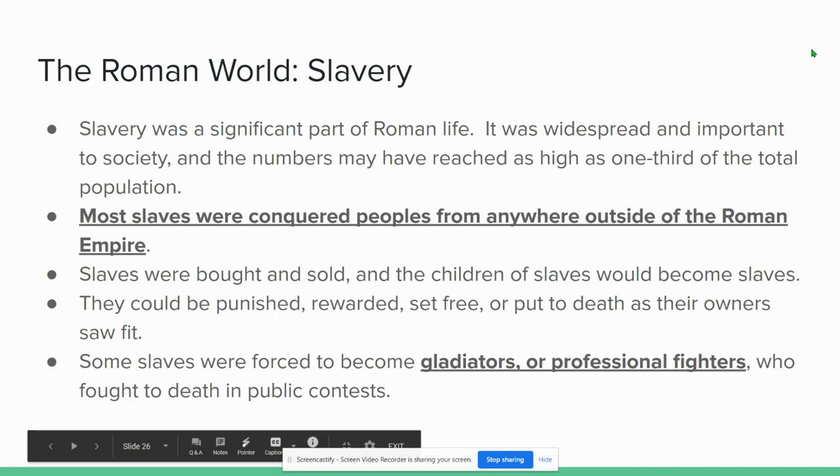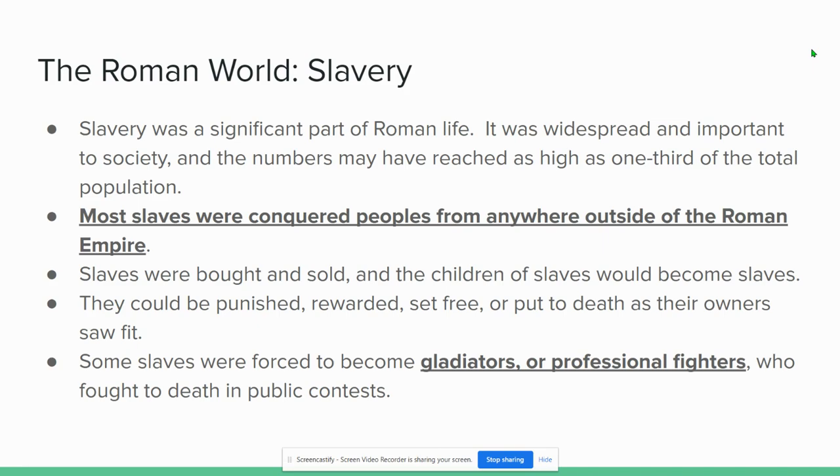Talking about slavery just a bit, slavery in the Roman world. Slavery was a significant part of Roman life. It was widespread and important to the society. And the numbers may have actually reached as high as 1/3 of the total population. So there were actually quite a few slaves throughout the Roman Empire.